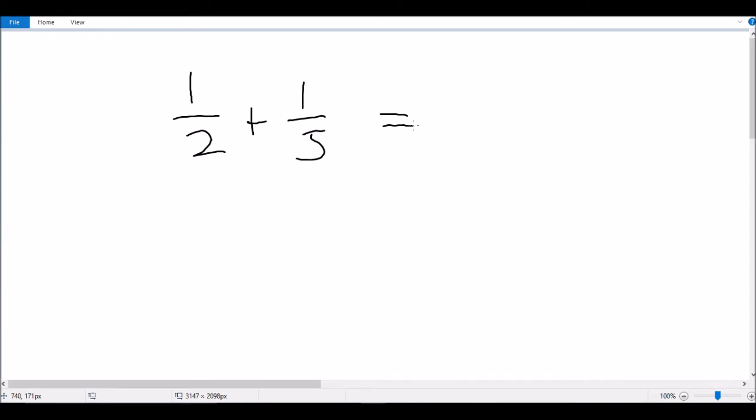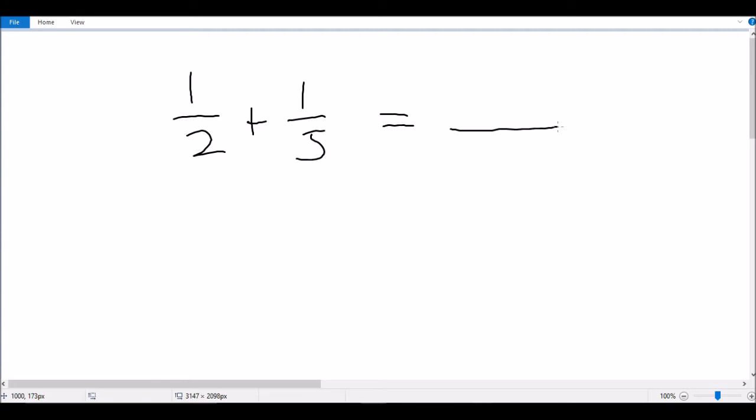Now the problem with fractions is you cannot add and subtract fractions with different denominators, right? If you're new to fractions, the number on the top, in this example 1 and 1, they are called numerators, and the number below the fraction sign or the division sign, right, they are called denominators, in this case 2 and 5. Now you cannot add and subtract these fractions the way it is.